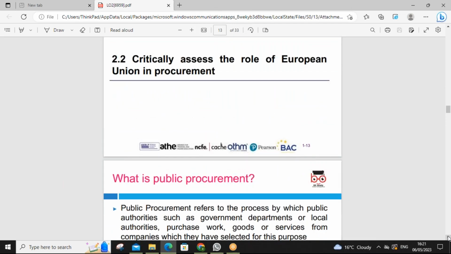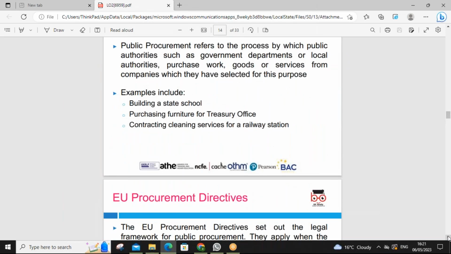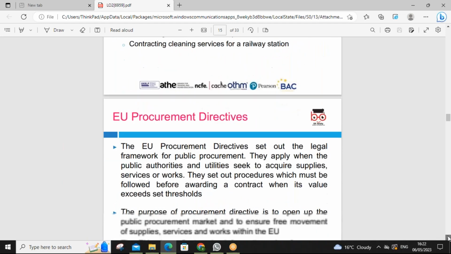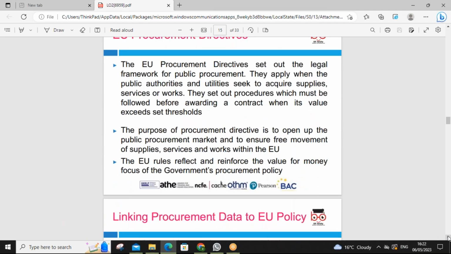Okay, then we have 2.2, where we look at critically assessing the role of the European Union in procurement. We said earlier in the previous lesson as well, public procurement refers to the process by which public authorities, such as government departments or local authorities, purchase work and goods from companies which have to be selected on purpose. Examples include building a state school, purchasing furniture and trays, and giving contracts like cleaning contracts and various others. The EU procurement directive sets the legal framework and applies when public authorities or utilities seek to acquire these supplies.